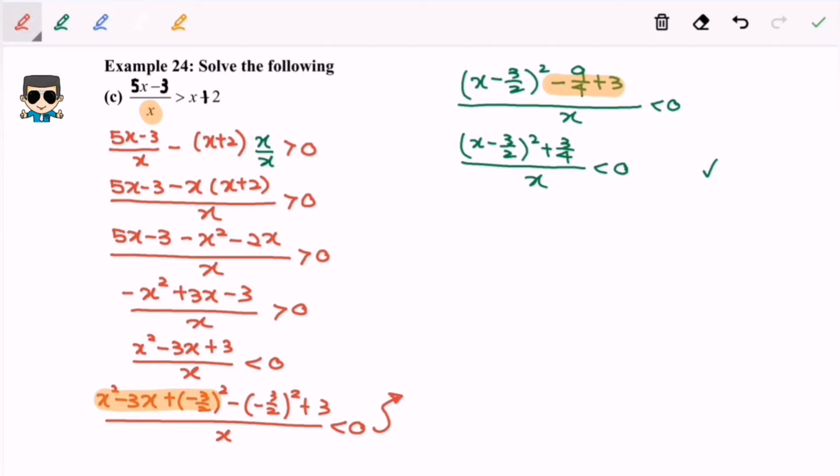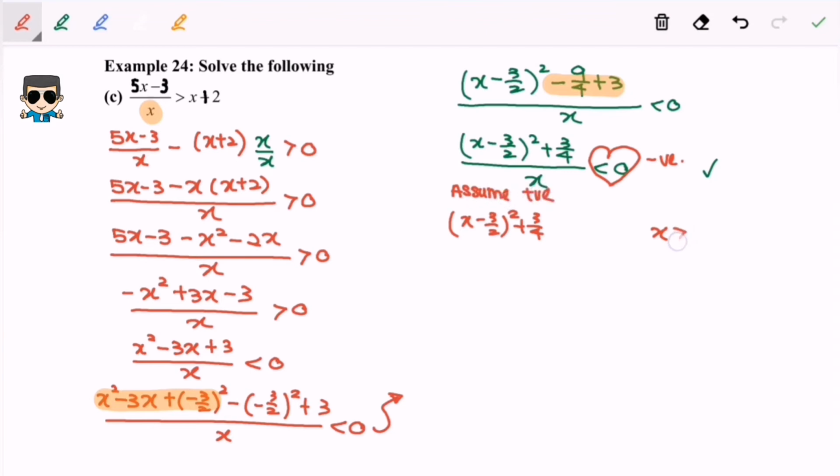So now we are going to determine the sign. Where it is negative. Next, we are going to split the situation. (x minus 3 over 2) squared plus 3 over 4. The next one will be x. Do remember, assume always positive.